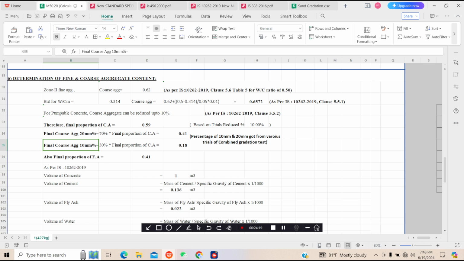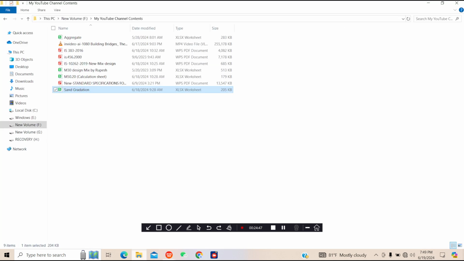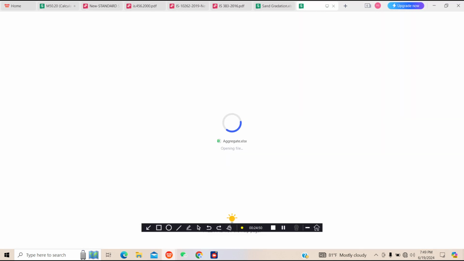It's a little confusing thing, I will explain it clearly. You may be thinking how much percentage of 20 mm aggregate we have to use and how much 10 mm down aggregate we have to use. So this all depends upon the trial. We have done the aggregate sieve analysis test in the lab. I will show you.